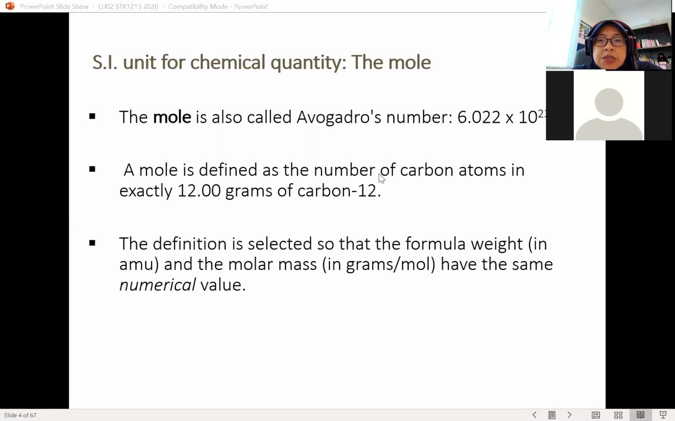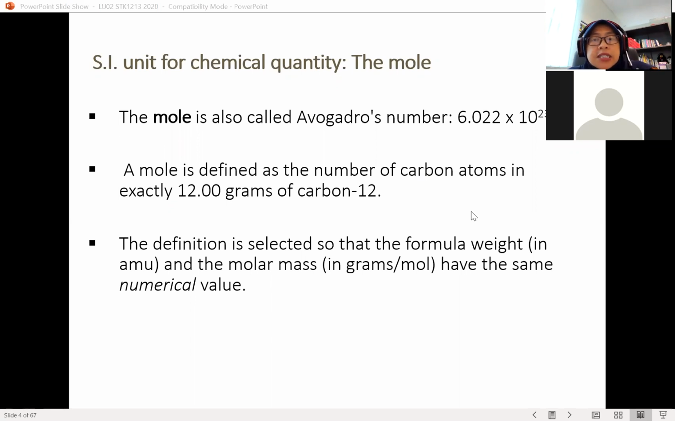Now, we go to the concept of mole. Mole is also called Avogadro's number. Okay, this is the origination of mole. Avogadro's number 6.022. And a mole is defined as the number of carbon atoms in exactly 12 grams of carbon 12.